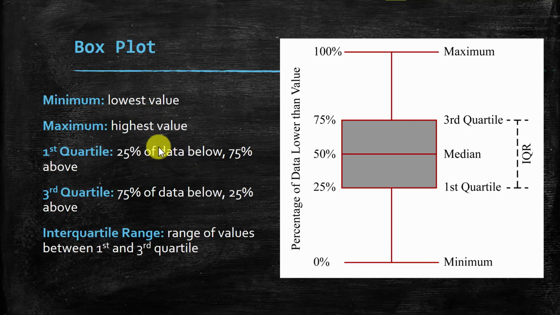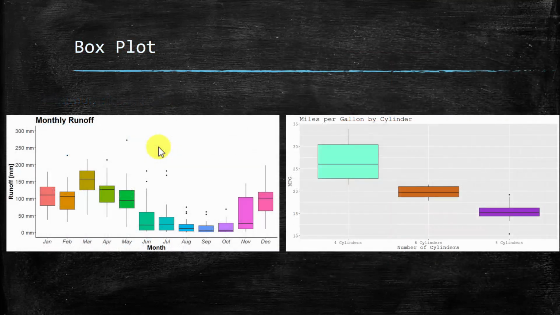Again, one of the uses of this is to be able to look at the distribution of your data and also to compare groups. So here's two examples where we're comparing groups. So here we're looking at runoff in millimeters, and we're comparing them across months. So again, using this data, we can look at both central tendency. So we can see that there's generally more runoff through the winter, and then drying up through the summer, and then picking up a bit again through the late fall.